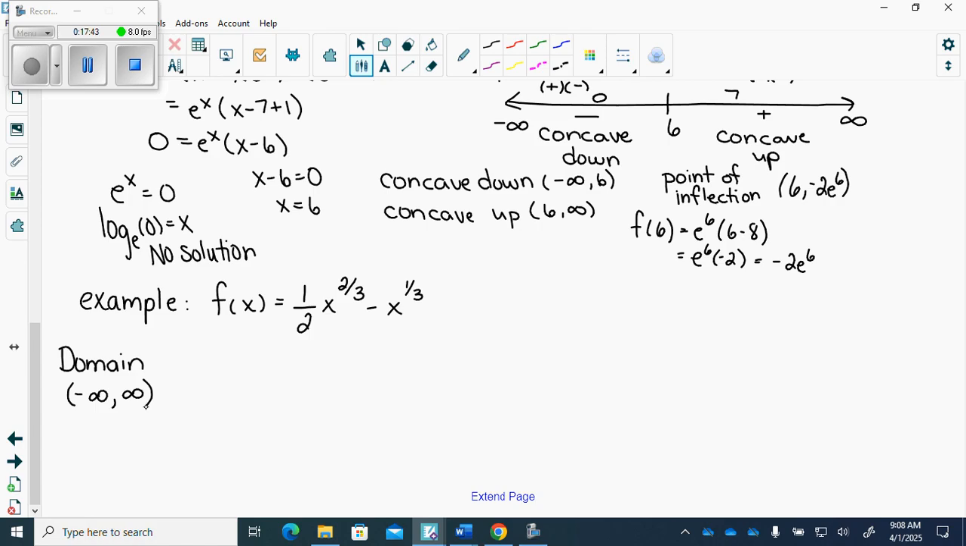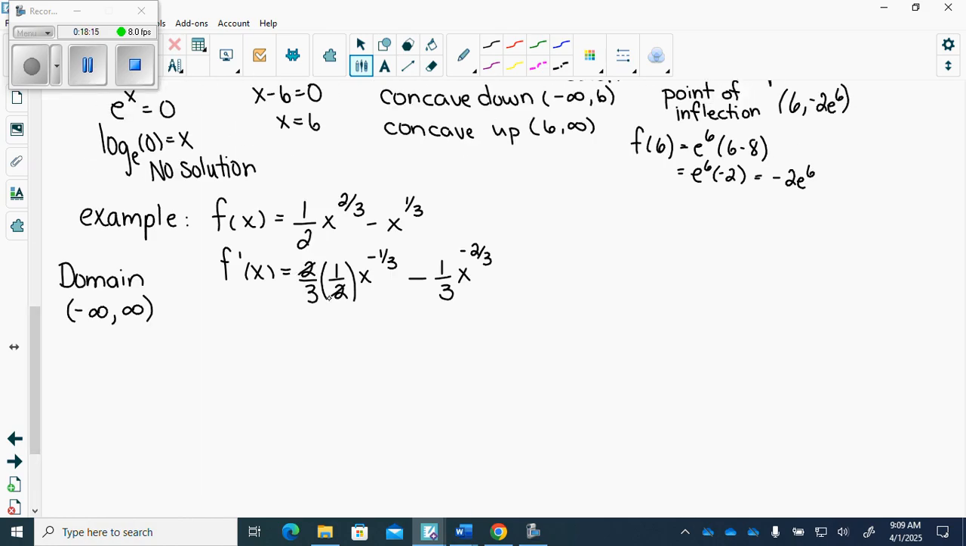Okay? This question itself isn't a hard one to find a derivative of, because we can just use what? Power rule. So f prime of x equals 2/3 times a half x, subtract 1 off of 2/3, what am I left with? Negative 1/3. Minus 1/3 x, drop 1/3 by 1, negative 2/3. 2's cancel off, so I'm left with f prime of x equals 1/3 x to the negative 1/3 minus 1/3 x to the negative 2/3.